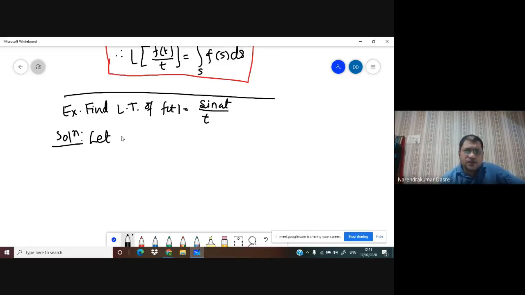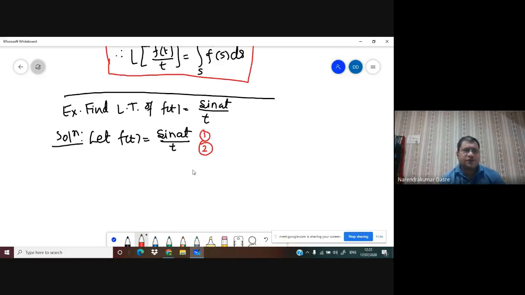So let f of t is equal to sine of at upon t. Now, as I have told you earlier, you must first think of the problem, think of the steps in the problem, and then try to solve it. So here we have to think of this problem in two steps. First is the numerator, second is the denominator.